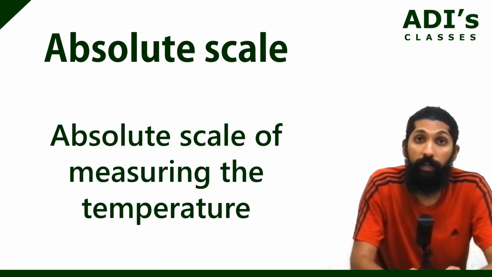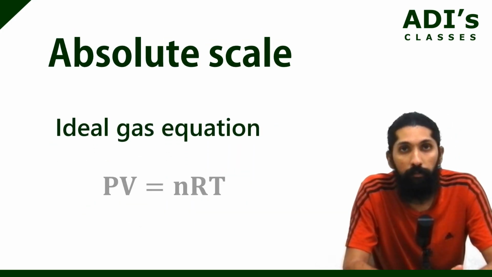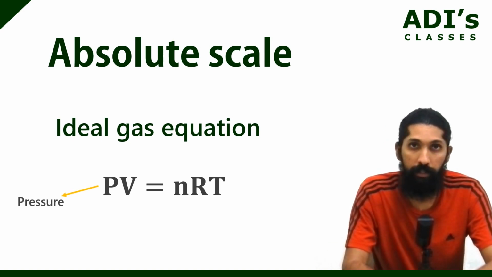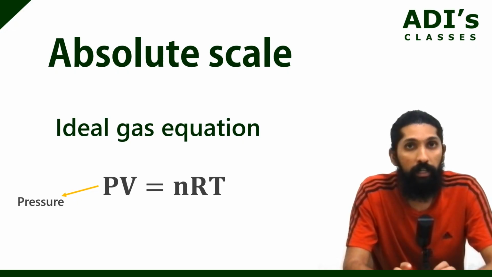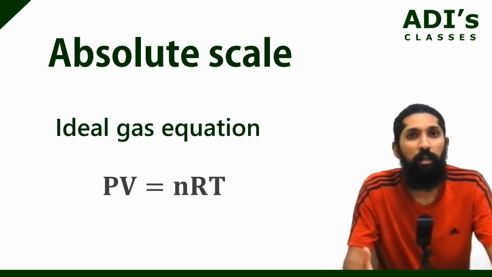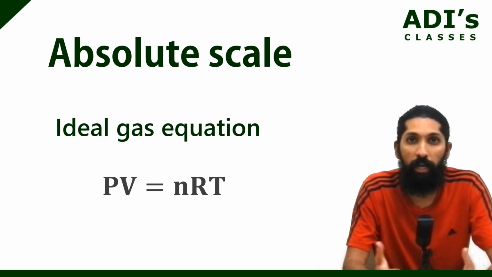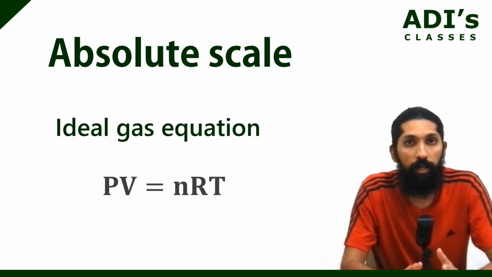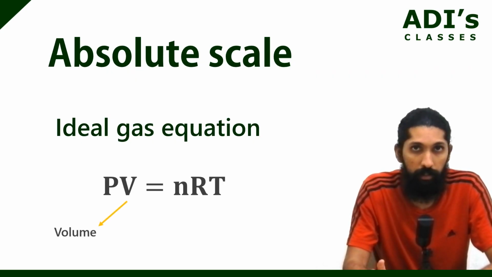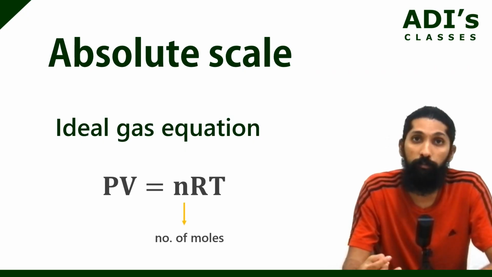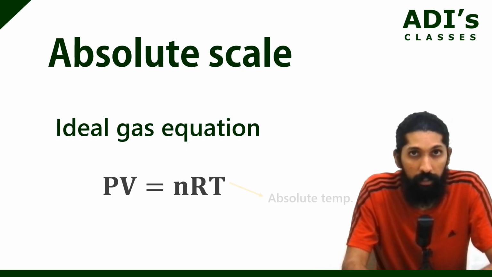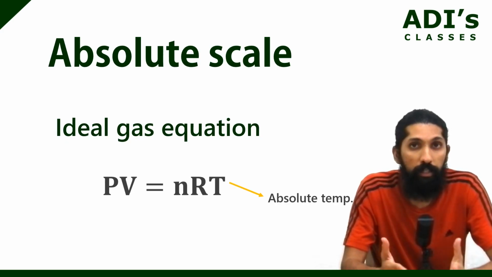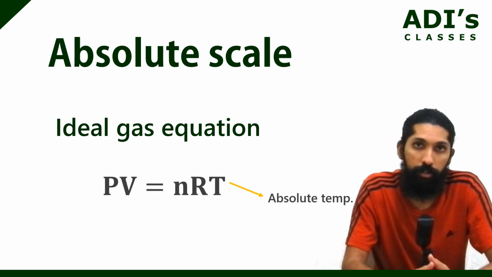In this, we take the ideal gas equation, which is PV equals nRT, which you will get to know in detail in later chapters. But for now, you have an ideal gas equation. An ideal gas is one whose volume changes ideally. That's why it's called an ideal gas. PV equals nRT: pressure P, volume V, n is the number of moles, R is the gas constant, and T is a very important point, because that's what we are discussing. T is called the absolute temperature.